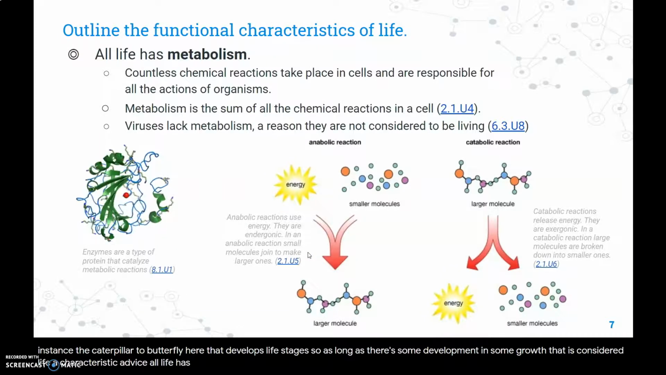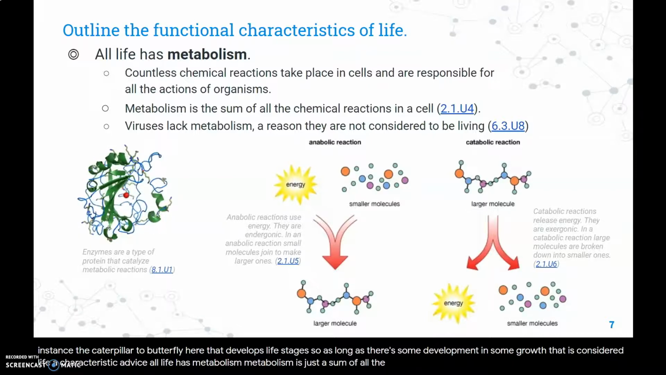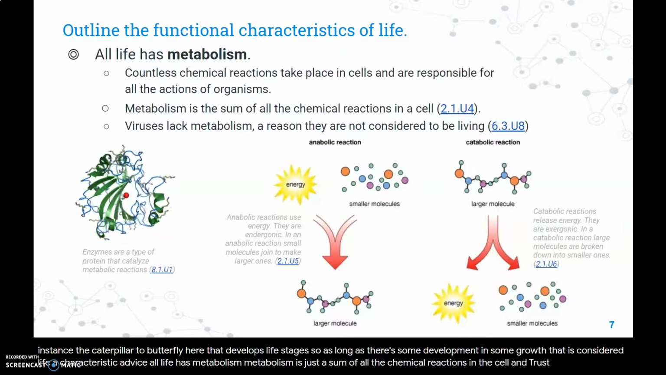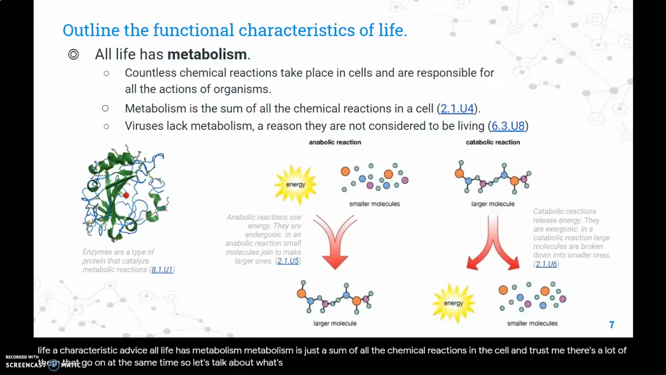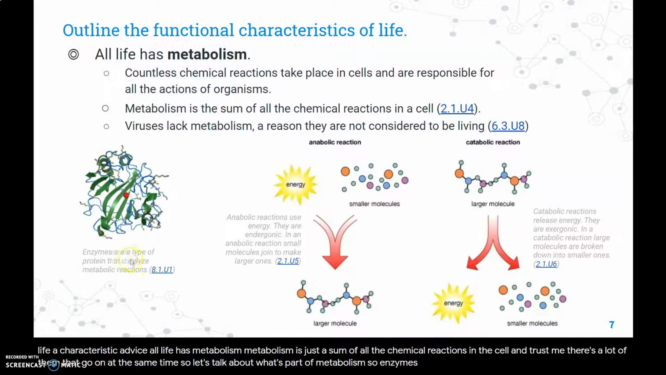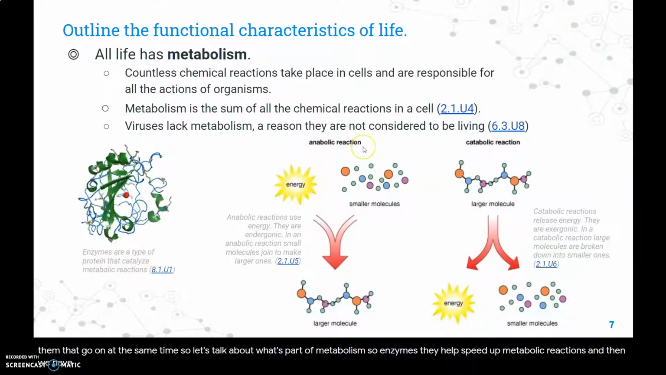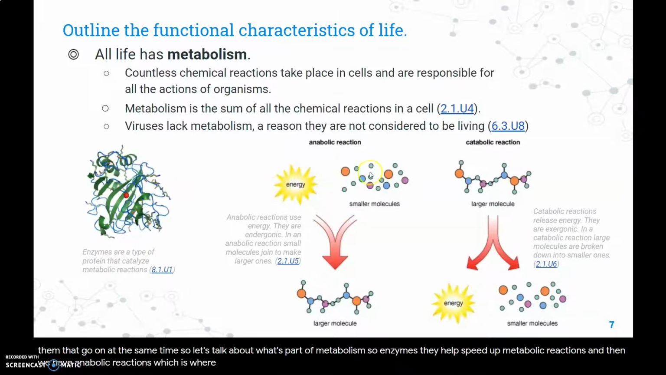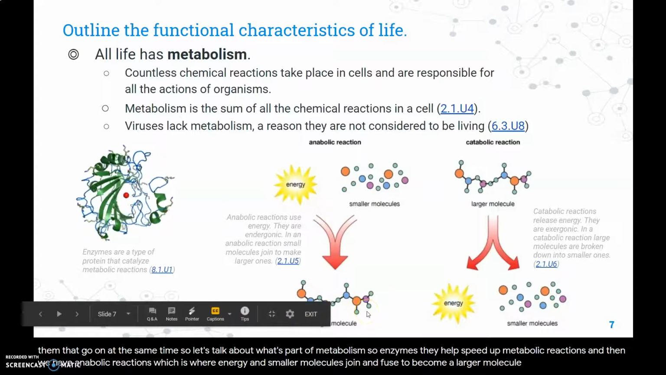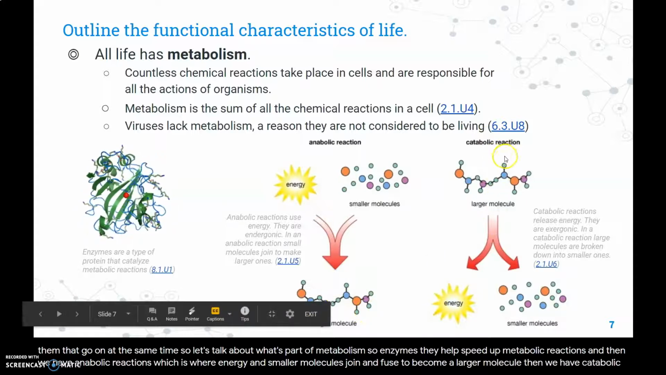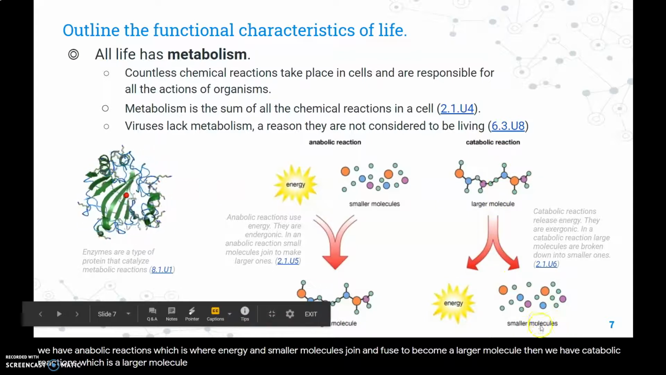All life has metabolism. So metabolism is just the sum of all the chemical reactions in the cell. And trust me, there's a lot of them that go on at the same time. So let's talk about what's part of metabolism. Enzymes help speed up metabolic reactions. And then we have anabolic reactions, which is where energy and smaller molecules join and fuse to become a larger molecule. Then we have catabolic reactions, which is a larger molecule splitting into energy and smaller molecules.